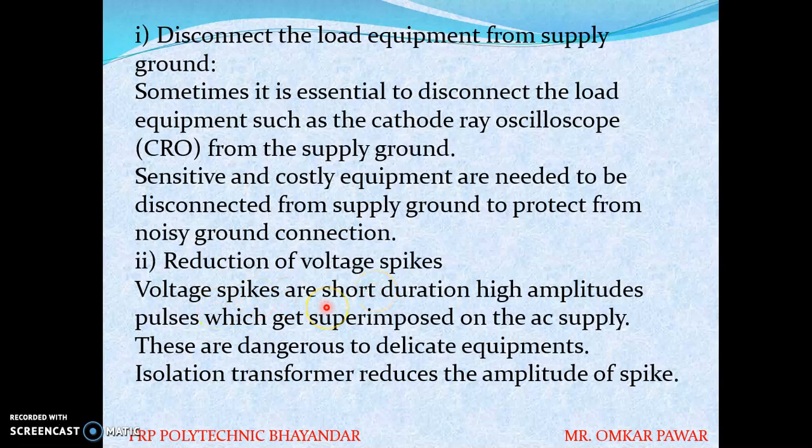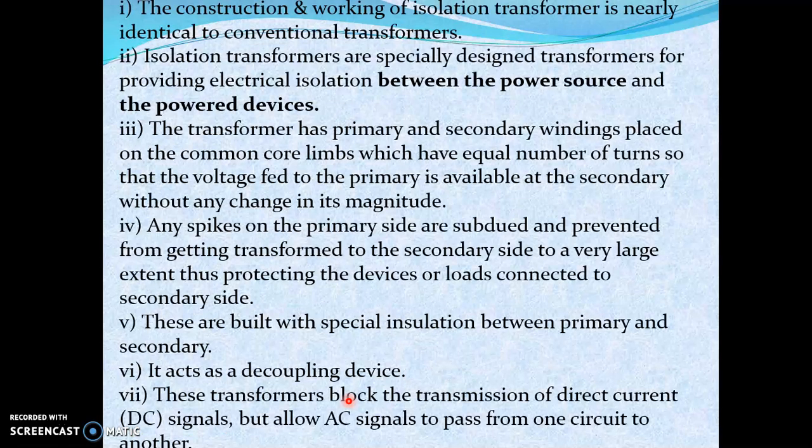Voltage spikes are short duration, high amplitude pulses which get superimposed on the AC supply. These are dangerous to delicate equipment, so an isolation transformer reduces the amplitude of the spike. The construction and working of an isolation transformer is nearly identical to conventional transformers. Isolation transformers are specially designed transformers for providing electrical isolation between the power source and powered devices.